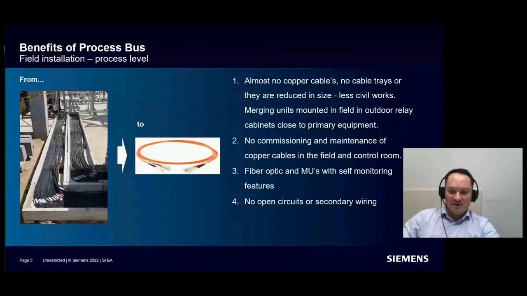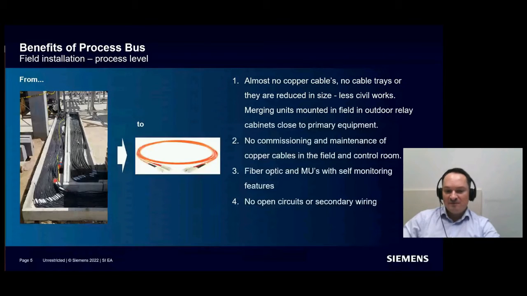And of course, we can make reconstruction or substation renovation much faster. Merging units can be mounted in the field in existing primary equipment control cabinets, if it's allowed and there is space, or in separate outdoor relay cabinets. We call them SAMU, standalone merging unit cabinets, as close as possible to primary equipment, to have copper cables as short as possible, because we still have to connect primary equipment gears to measuring units.